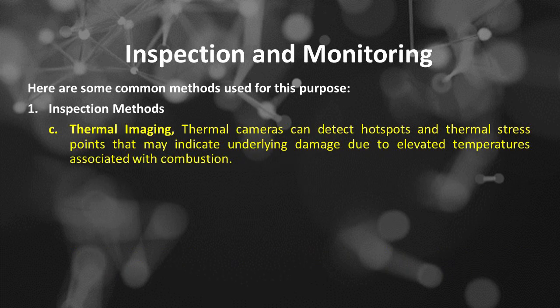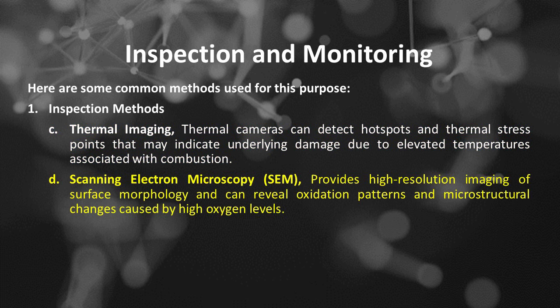Number C, of inspection methods is thermal imaging. Thermal cameras can detect hotspots and thermal stress points that may indicate underlying damage due to elevated temperatures associated with combustion. Number D, of inspection methods is scanning electron microscopy, or SEM, provides high-resolution imaging of surface morphology and can reveal oxidation patterns and microstructural changes caused by high oxygen levels.